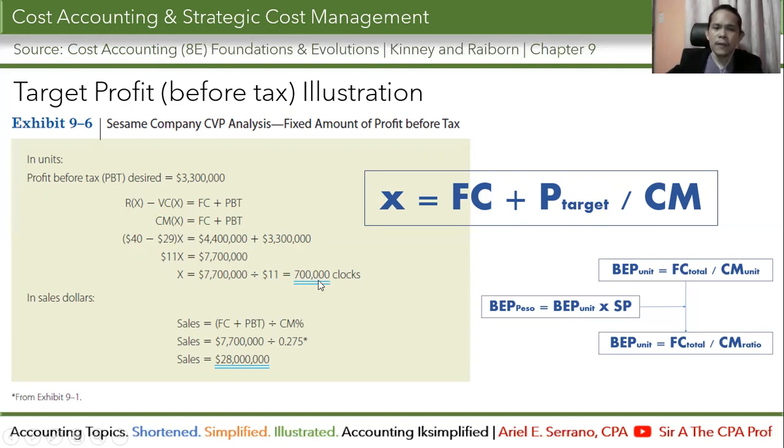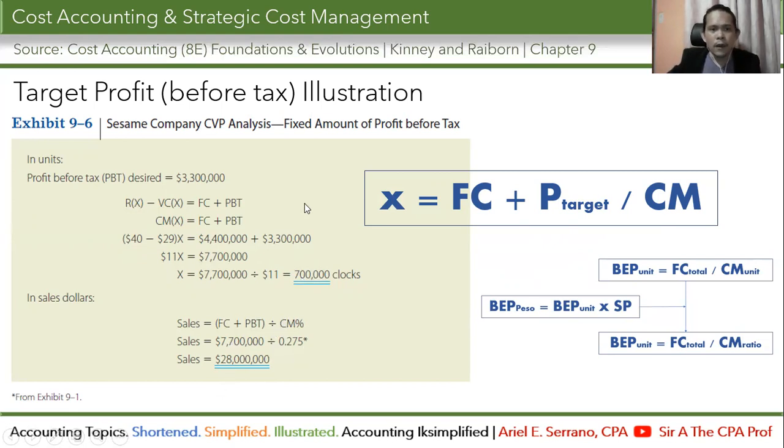Or clocks siya dito. Pag minultiply natin ito ng magkano yun? Yung ating selling price doon. Okay? Magkano nga yun? Nakalimutan ko na tuloy. Teka, let me just remember. Yung 40. Okay? Yung selling price natin na $40. Pag minultiply natin yan doon sa 700,000, we will get 28 million. Okay? Or, using your contribution margin ratio, you will get 7.7 million divided by 27.5% equals 28 million.